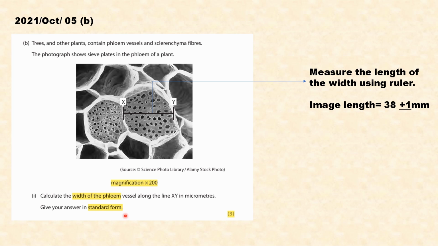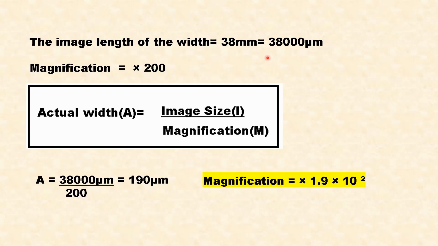To begin, you will measure the length of XY, which is about 38 millimeters here, with a possible variation of plus or minus 1 millimeter. Since we need to provide the answer in micrometers, we will convert the image length of 38 millimeters into micrometers. So here 38 millimeters is equal to 38,000 micrometers.